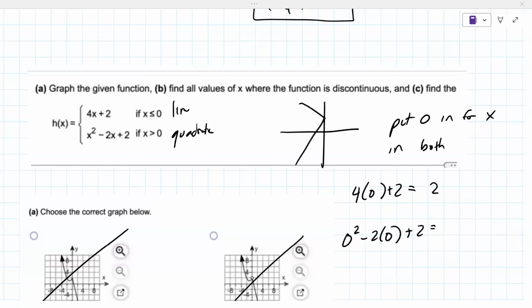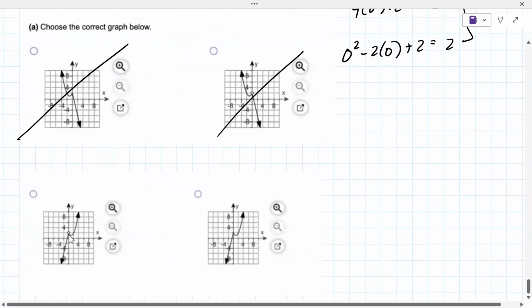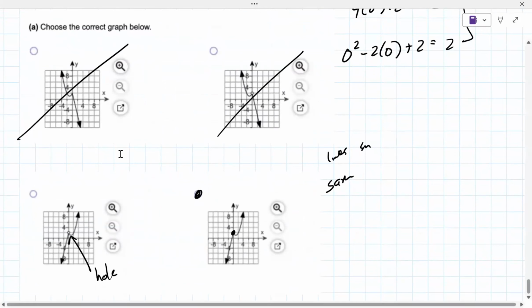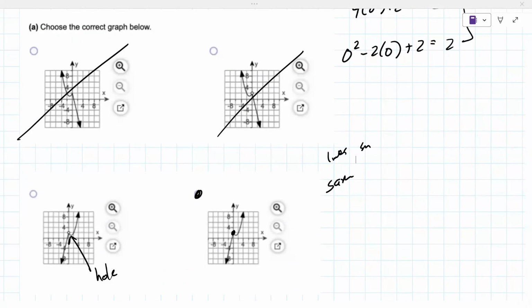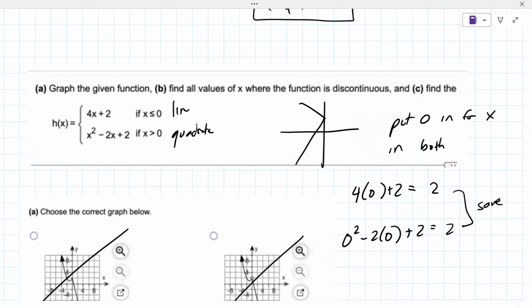And that ends up being 2. So notice they're the same. And that's good. That means that it does exist. That's not a hole. That's a hole, by the way. That it's actually this one. So this is the correct graph because the limits are the same. Okay, that answers that. And that actually leads to answering the next stuff in here.